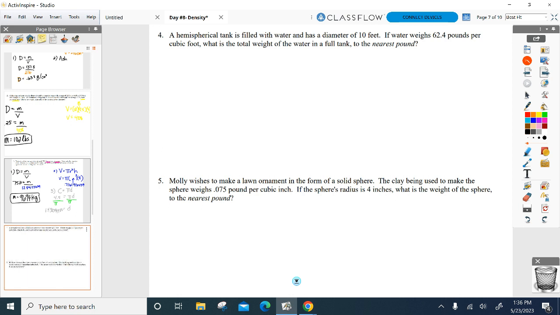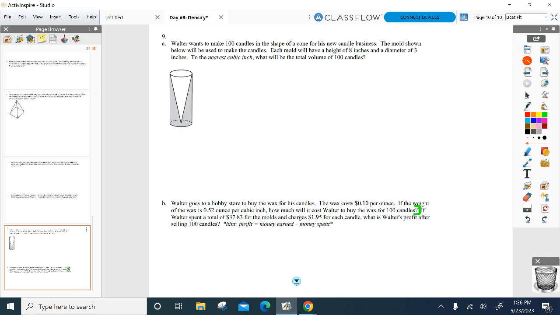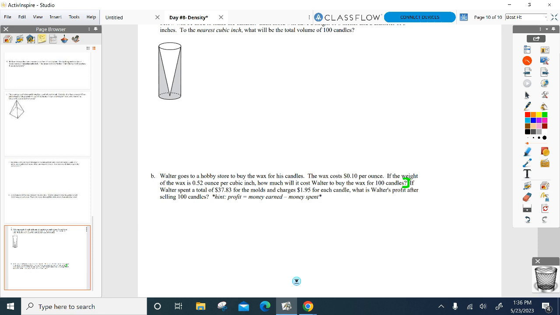Go to number 9 though, just so I can warn you about number 9. I'm giving you a little taste of what we're getting into tomorrow. Please, it's going to be a little tough one. Part A, what's the volume of 100 candles? Figure it out. Part B, there's two questions in part B. First question is, how much will it cost to buy the wax for 100 candles? And question two is, what's his profit? I give you a little hint on what profit is down here so you can find it. So be careful. Part B, two questions.